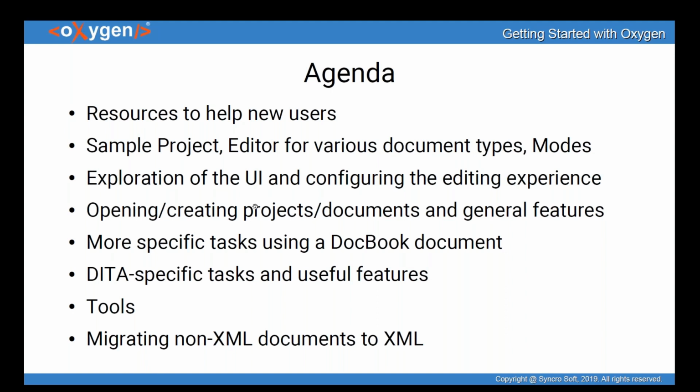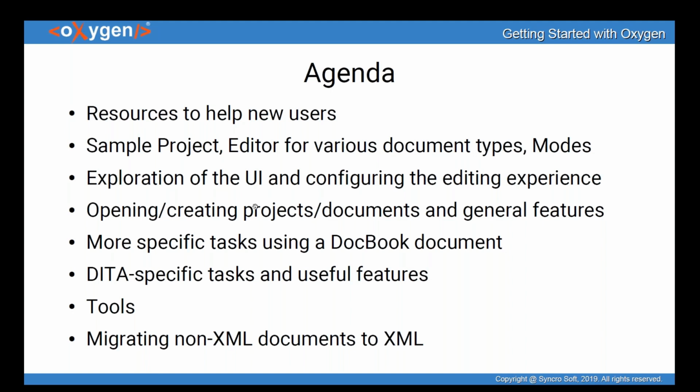It's a little tricky because, for example, one logical starting point would be to offer an overview of the interface, but it's dynamic and many things depend on the type of document or project you're working with. So I can't really discuss the interface without first opening various types of documents. So I decided to start with discussing the sample project that comes bundled with Oxygen and the editor for the various document types and various modes. And then I'll show you various interface components, how to configure the editing experience.